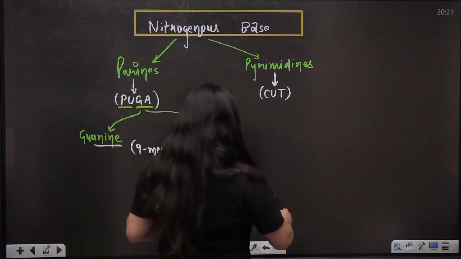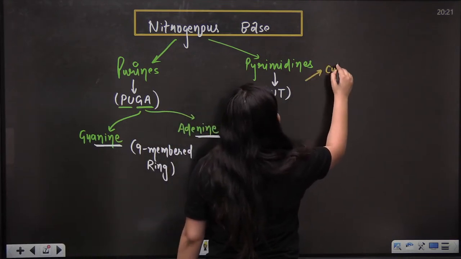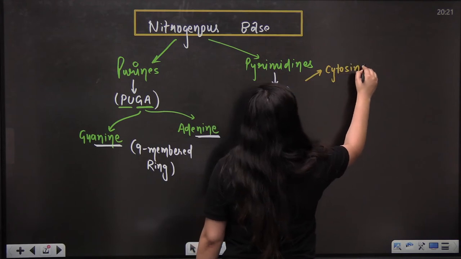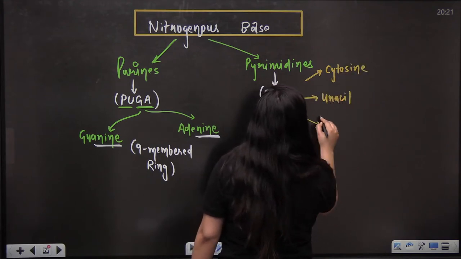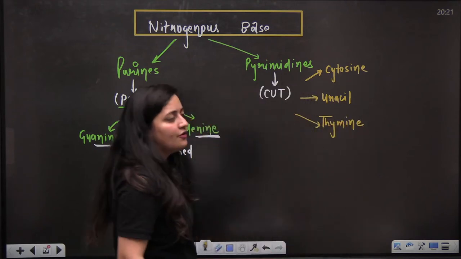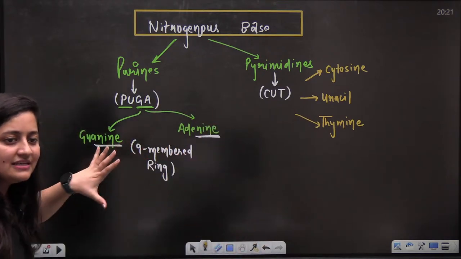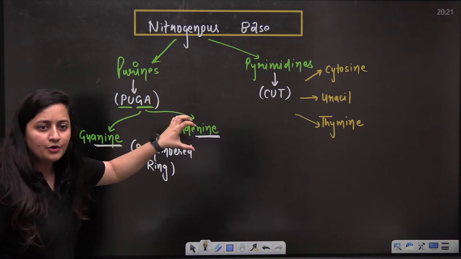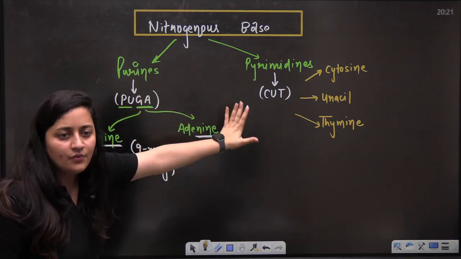Now what is the meaning of this CUT? C stands for cytosine, U stands for uracil, T stands for thymine. So cytosine, uracil, thymine. Here we have the purines. Here we have the pyrimidines.